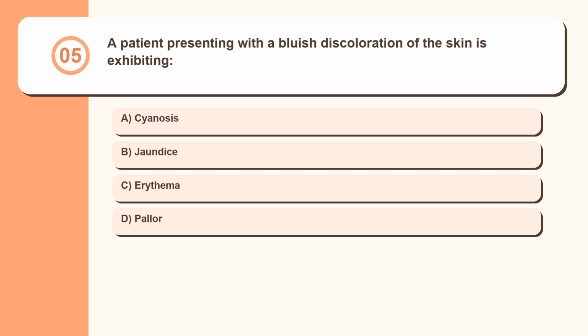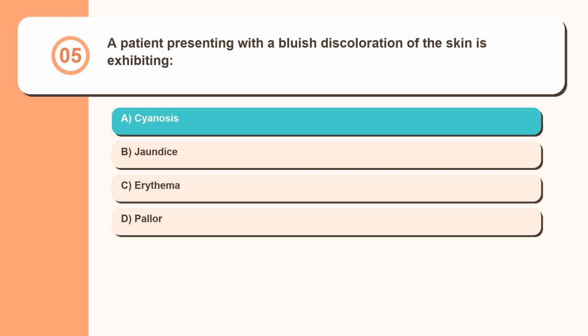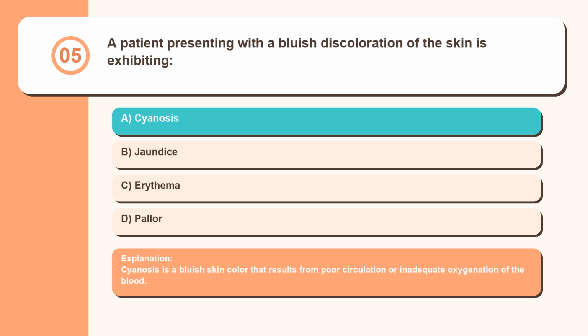Question 5. A patient presenting with a bluish discoloration of the skin is exhibiting cyanosis, jaundice, erythema, pallor. Cyanosis is a bluish skin color that results from poor circulation or inadequate oxygenation of the blood.